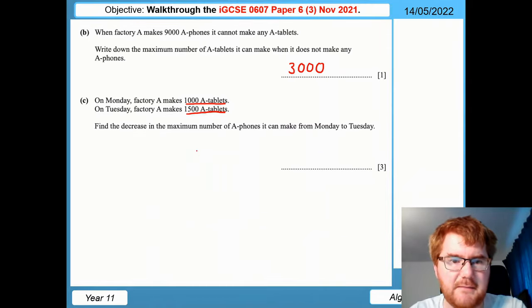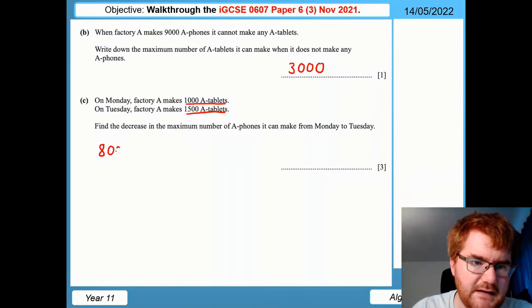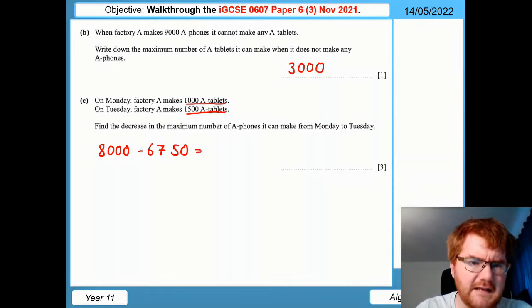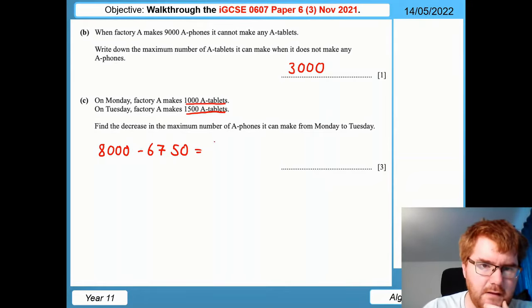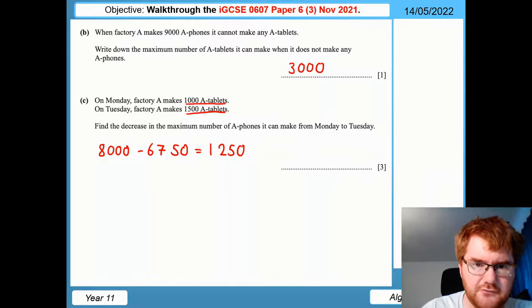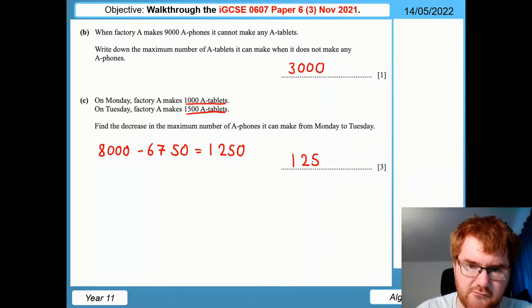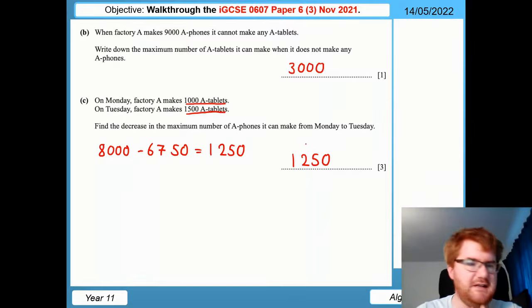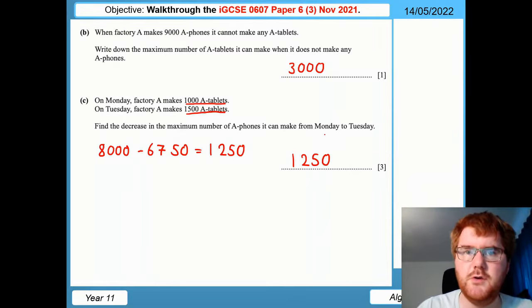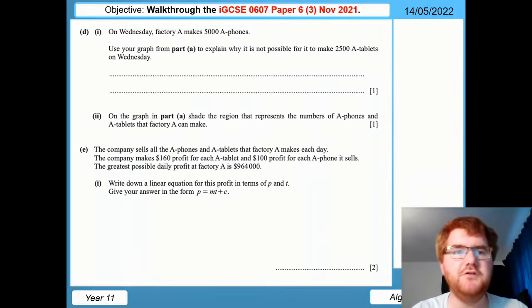And then they want the maximum decrease. So all we do is take those answers and minus them from each other. Again, you could do this on your calculator as well, but you'll see we get 1,250. So I'm just going to write that in as my answer. So the decrease here is equal to 1,250. On to part D.